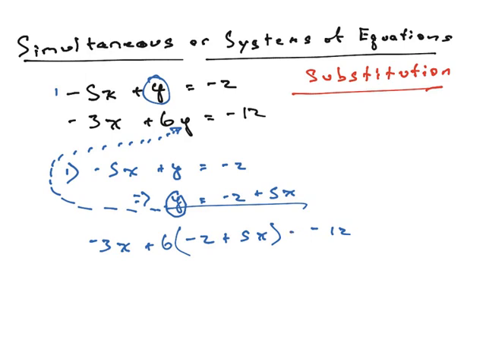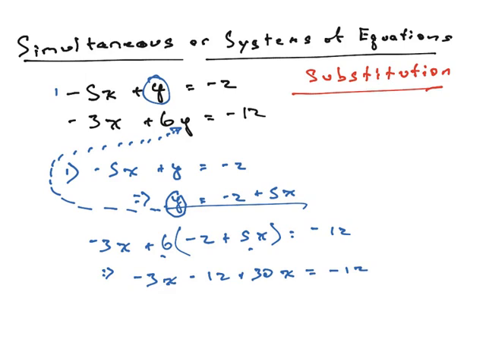So let's do it. I'm going to solve this for x. All right, so minus 3x is still sitting there. Now what do I have? 6 times negative 2. I'm sorry, I don't like this plus. It's going to be a minus 12. And then 6 times 5x, remember I'm distributing to both terms. 6 times 5x is plus 30x. And that equals negative 12 on the right.